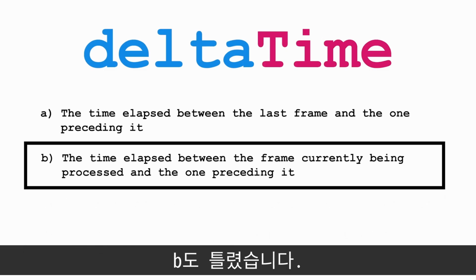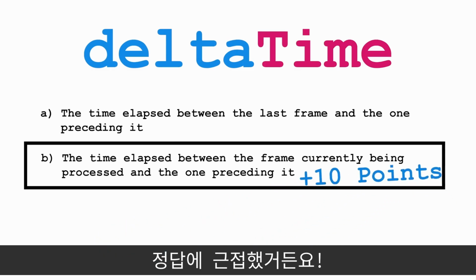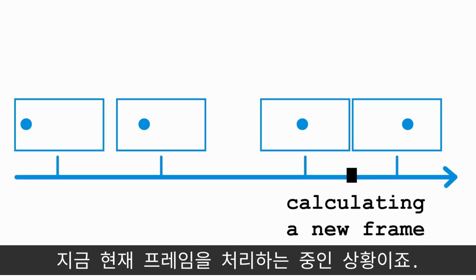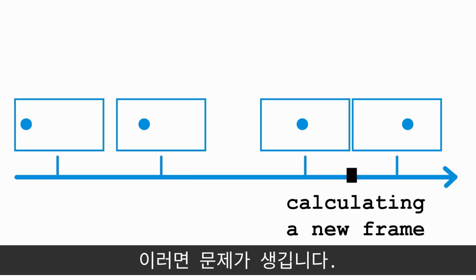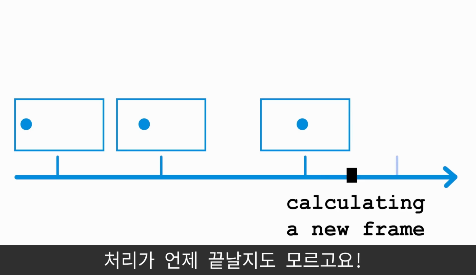B is not the correct answer either, but I'll give you 10 points, because it's almost correct. Why is it only almost correct? Well, let's say we're here in the timeline and we're currently running our program code to calculate the next frame. In that case, we actually do have a problem, because we do not have the next frame yet, nor do we know when our calculation's going to be finished.